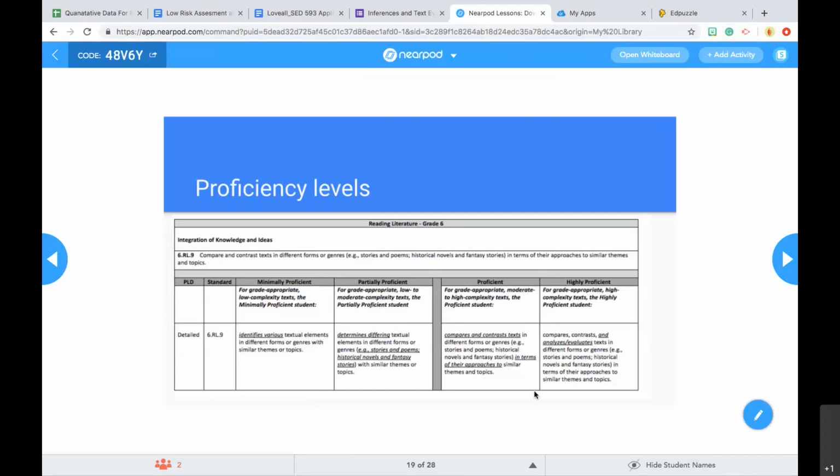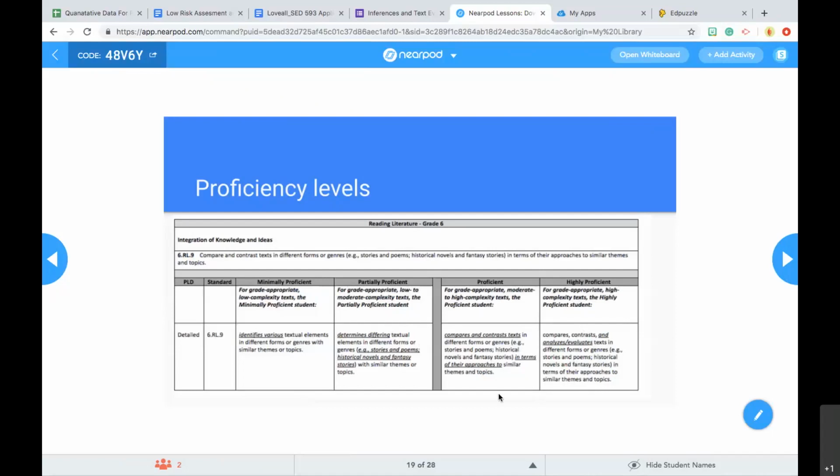And then as we come into proficient, we can compare and contrast the text. And we also can talk about the approaches that the authors took that were similar in the themes or in the topics and our characters. So these are things you want to pay attention to.